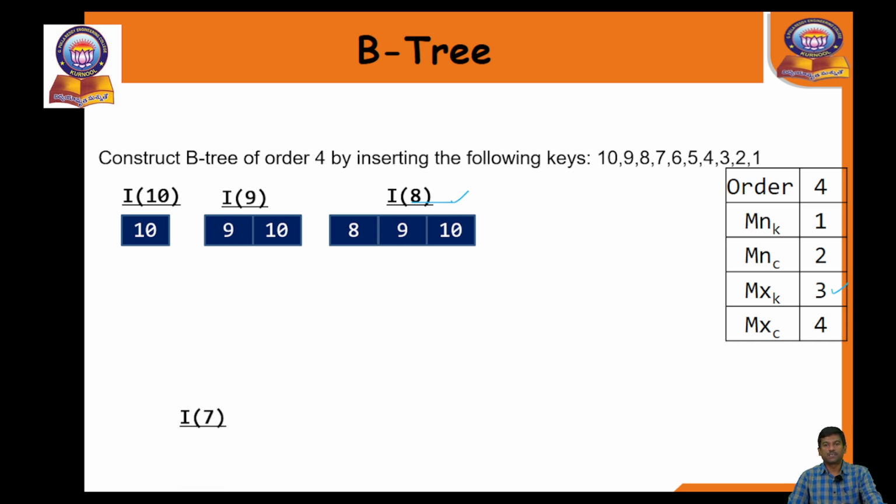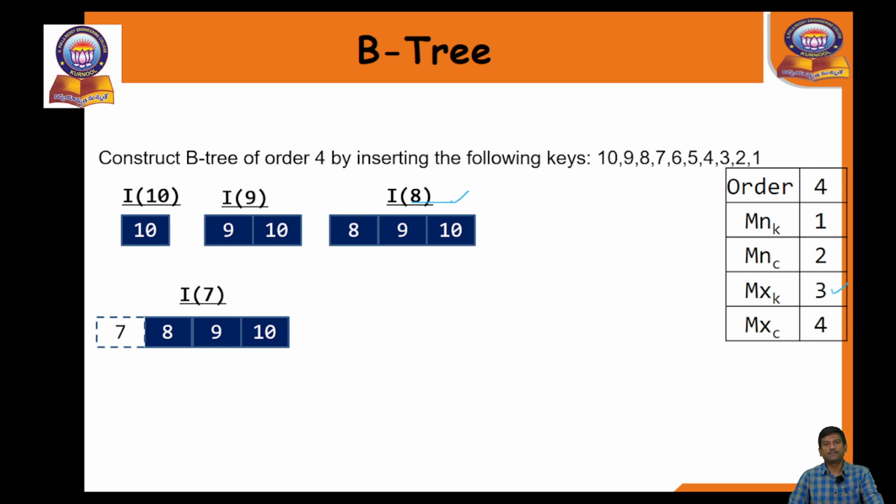But when you are inserting the key 7, where should the 7 be placed? 7 has to be placed to the left of the key 8. And by inserting the key 7, how many keys are present at this node? That is 4 keys are present. And what is the maximum allowable keys? That is equal to 3.